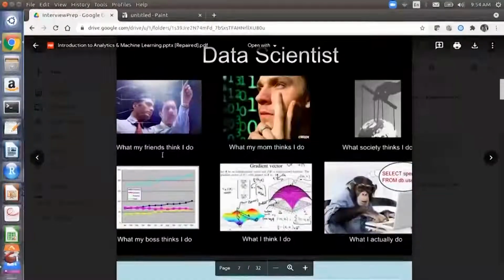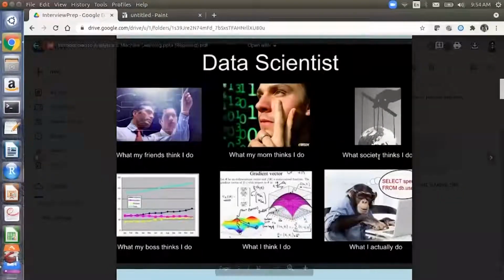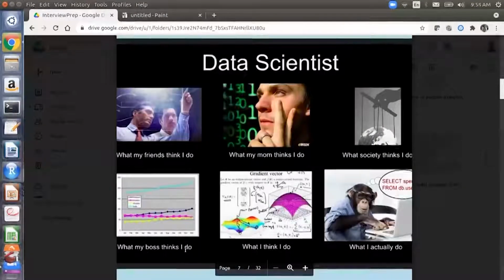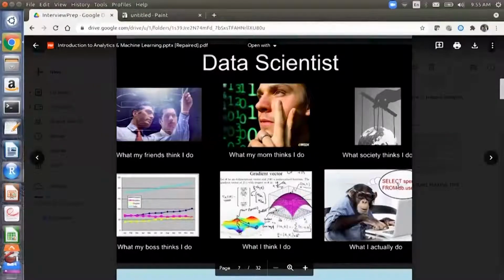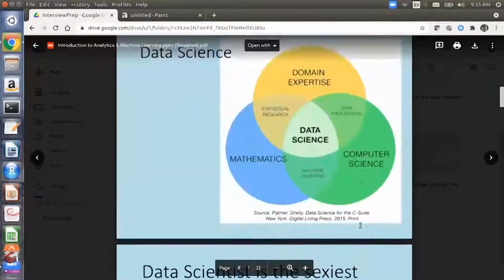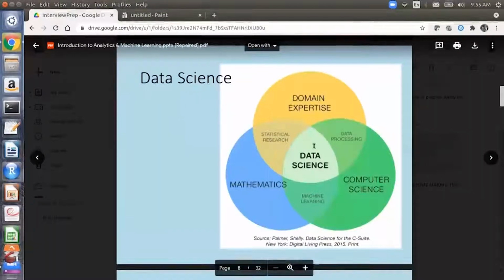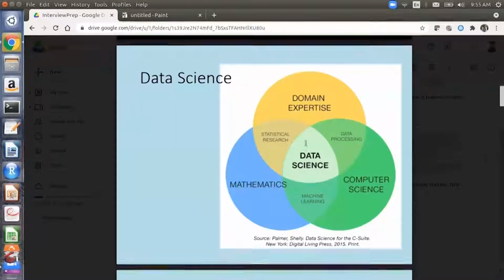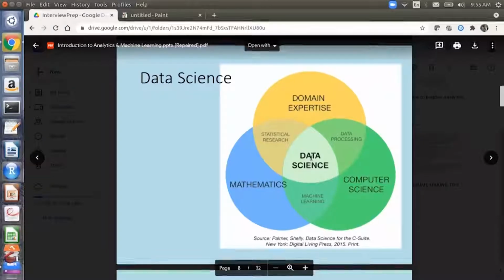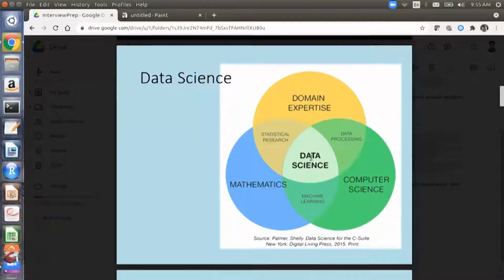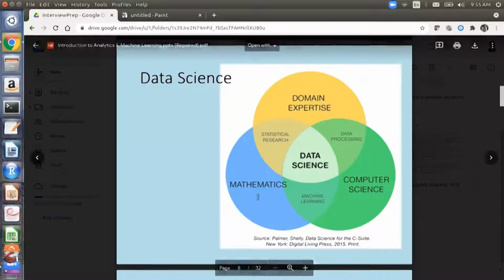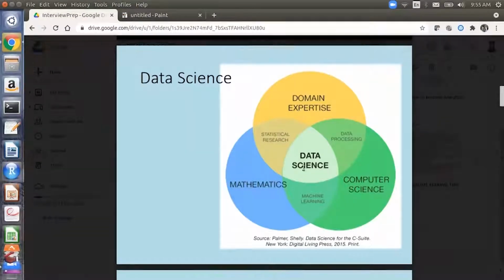Okay, here you go. What my friends think I do, what my mom thinks I do, what society thinks I do, what my boss thinks I do, what I think I do, what I actually do. Correct? SQL. It's a good one I created. So see this. A data scientist is the person who lies in this block, who knows domain expertise, statistical research, mathematics, machine learning, computer science, data processing. A data scientist is this kind of person. A machine learning engineer is basically this person who knows programming and mathematics. So this is the segregation, but there is something we call a unicorn data scientist.